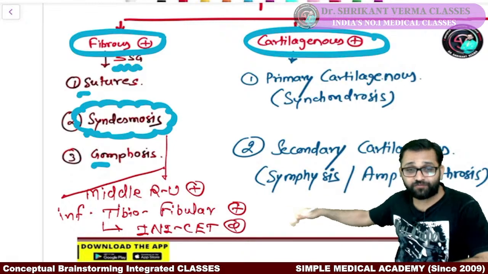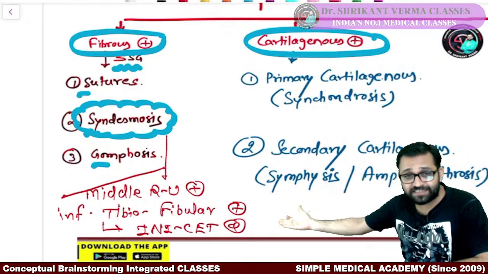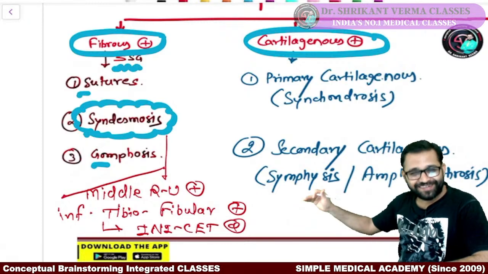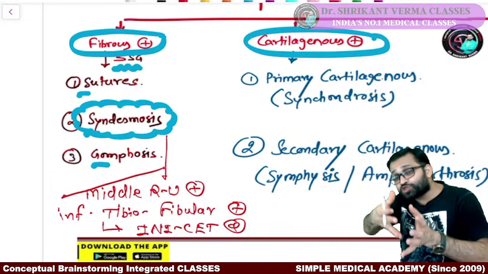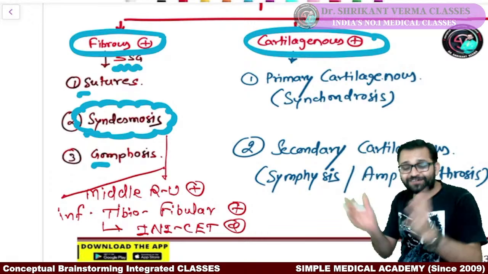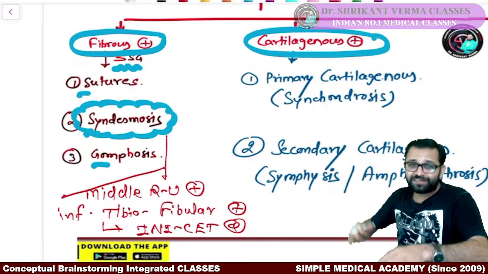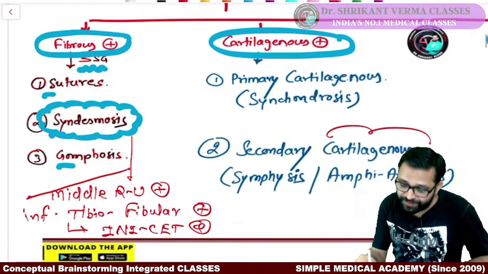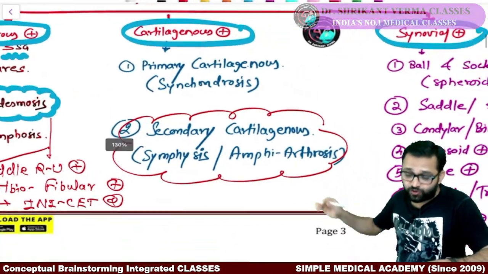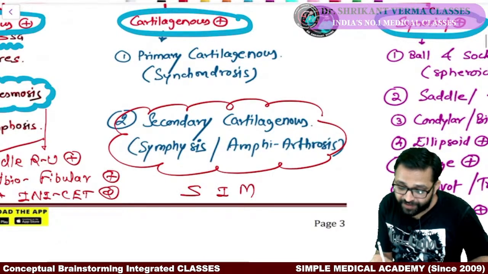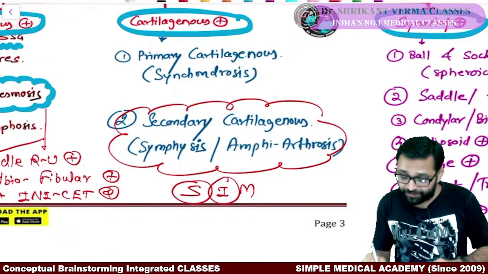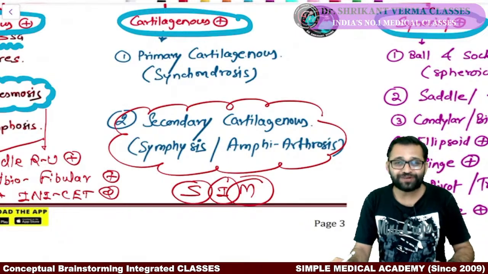So all are the same. Whatever question is asked in INICET is also asked in NEET PG, and the questions from NEET PG are asked in our FMG exams. All of them come from the theory part of first MBBS. Yes, previously a question from the secondary cartilaginous joint was asked. I told you the mnemonic SIM: S for symphysis pubis, I for intervertebral disc and M for manubriosternal joint.